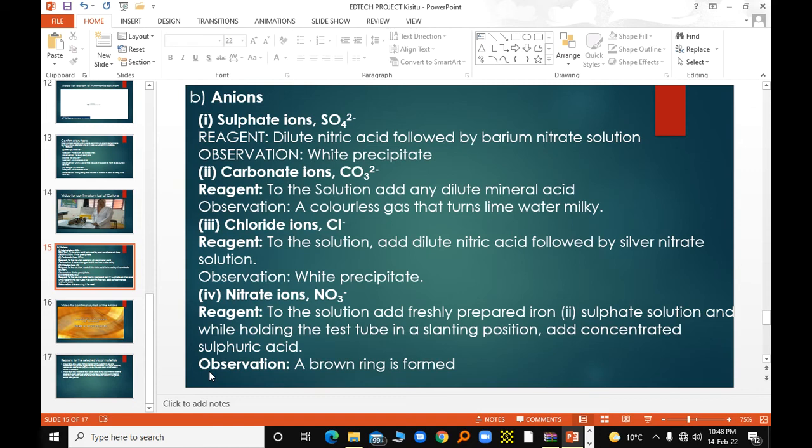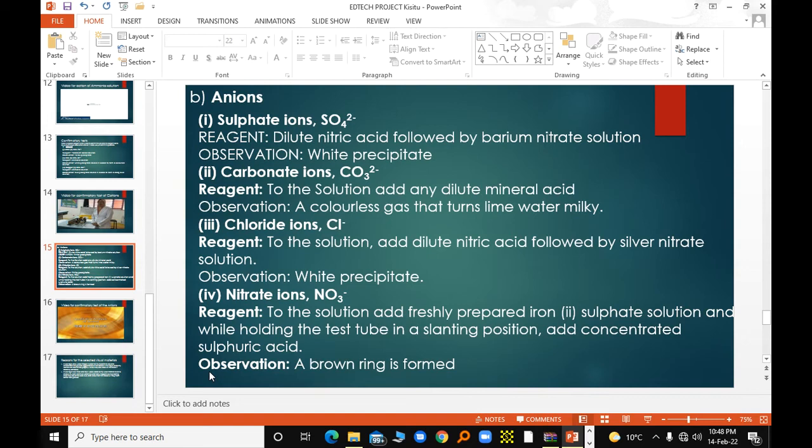Next is carbonate ions. Carbonates are confirmed by a simple reagent. We just get any dilute acid and add it to anything which you suspect to have carbonates. There are going to be bubbles of colorless gas coming from the solution. Those bubbles of colorless gas show the existence of carbon dioxide gas.